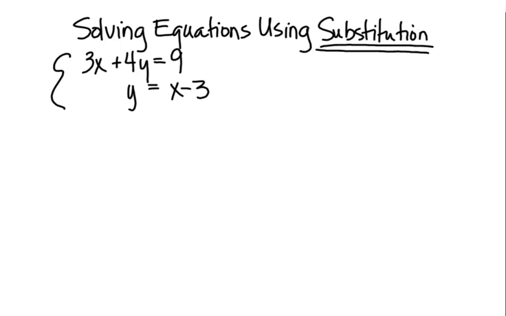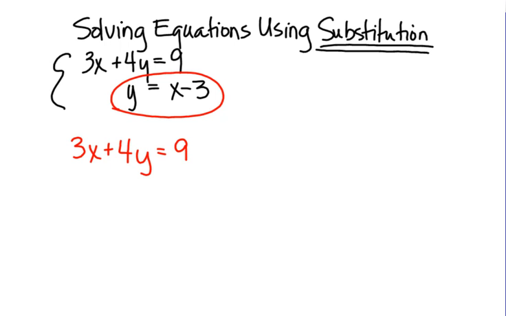And if you notice in this equation, the y is already by itself. So I can now substitute the value of y into the other equation and solve for x. So I'm going to write the first equation over again, and in place of y, I'm going to put the value x minus 3. So now I have 3x plus 4 times x minus 3 equals 9.